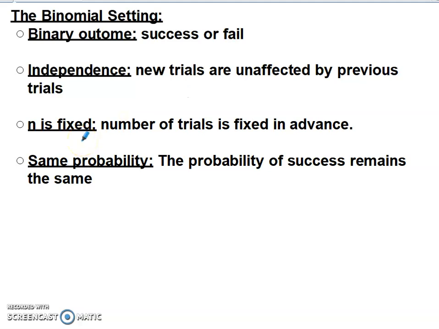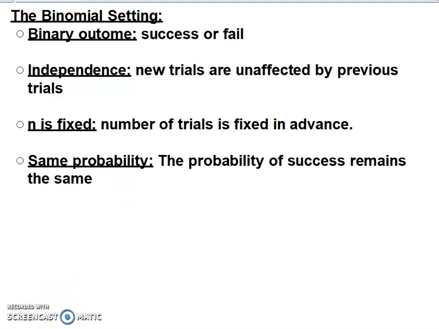The number of trials is fixed. So that would mean we have a multiple choice test, there's 10 questions, we have to guess on all 10. We're flipping a coin 10 times. We're shooting a foul shot 15 times. The number of trials has to be fixed. And you have to maintain the same probability of success from trial to trial.